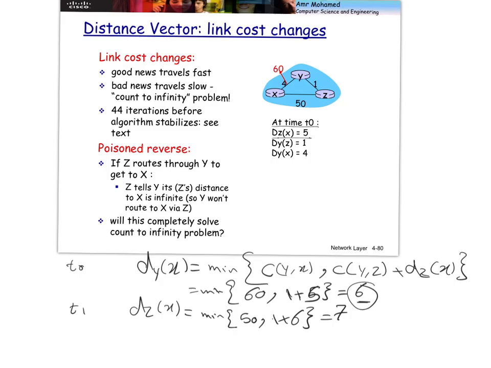So we'll do this 44 iterations until, so we started from 6, which is 5 plus 1. We started from 6, okay? We'll go all the way to 50. Let's say when the distance from Z to X is 50. Let's see.